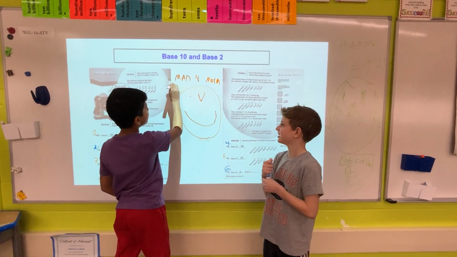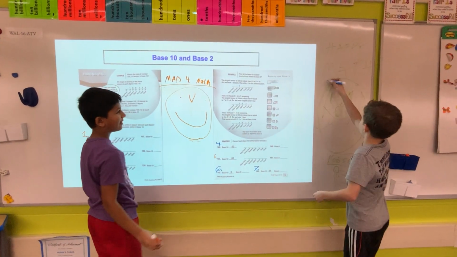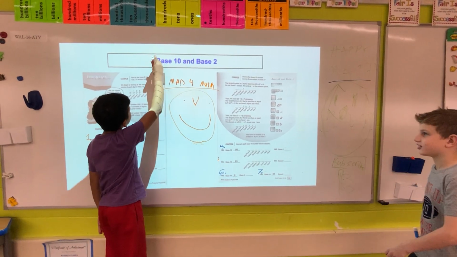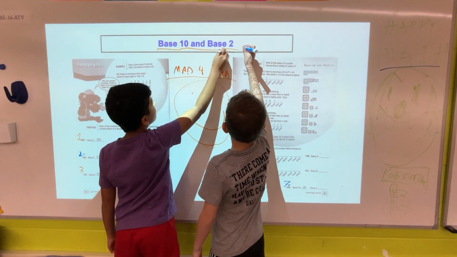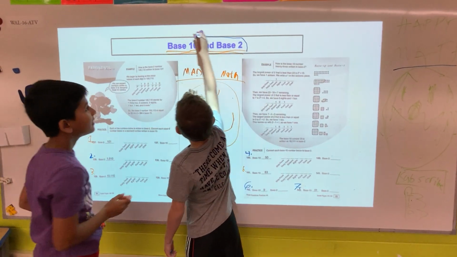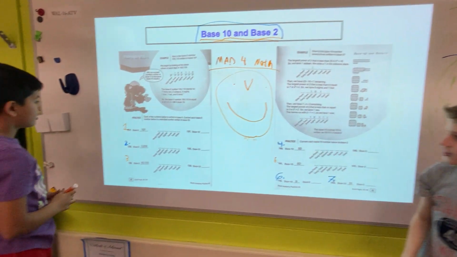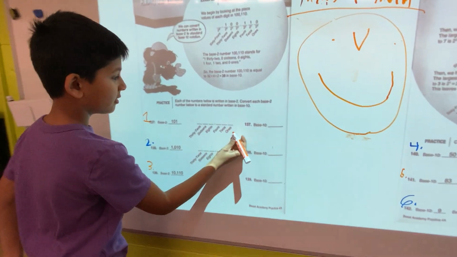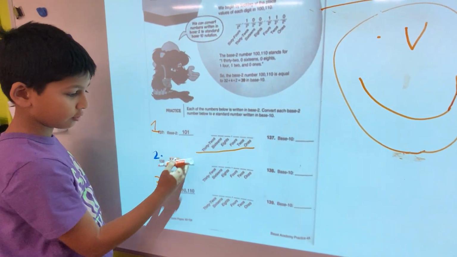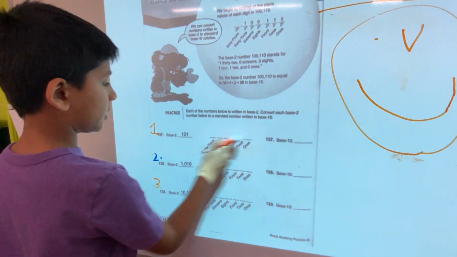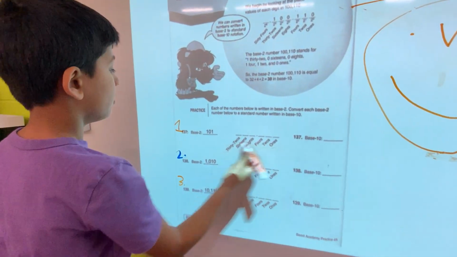Today in Math for Math, we are going to be converting base 10 to base 2 and base 2 to base 10. When we're converting them, there are all the powers of 2, not just up to 32. And when we're converting base 2 to base 10, we see.